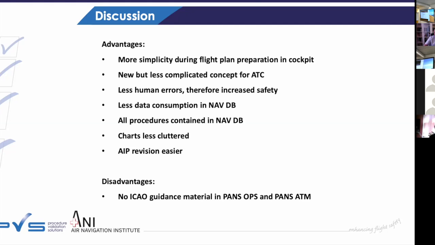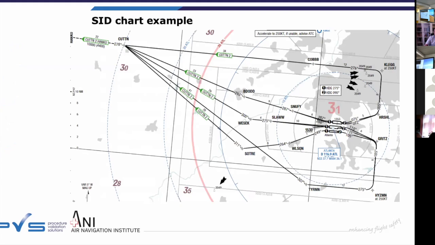Disadvantages, and this is a big thing: there is no guidance material in PANS-OPS and PANS-ATM. We have publication issues. We have unclarity by the ANSPs and CAAs and by the procedure designers because the guidance material is missing. Let's have a look at an example of SIDs.